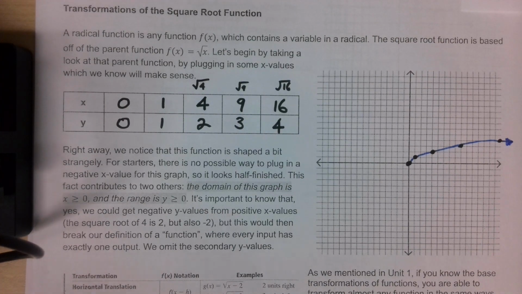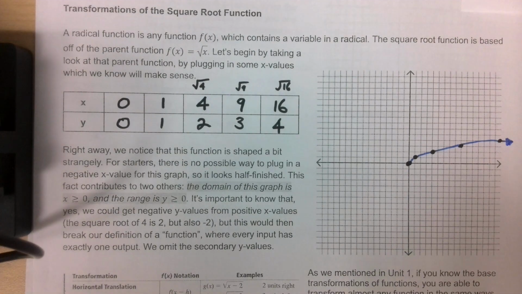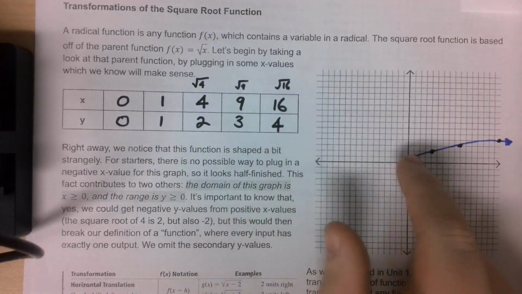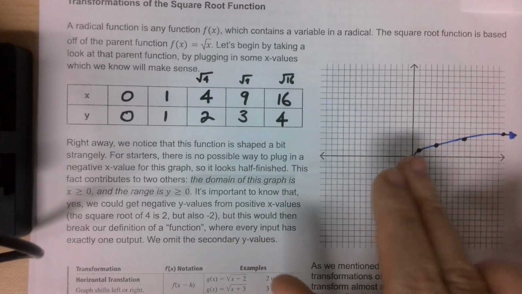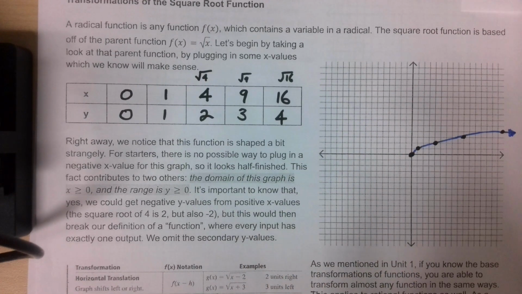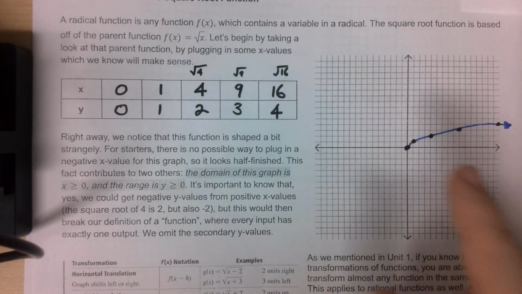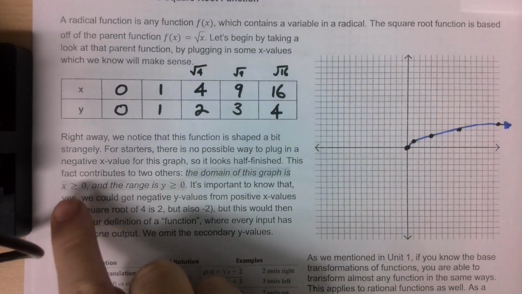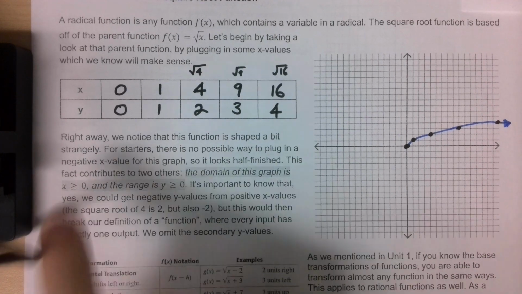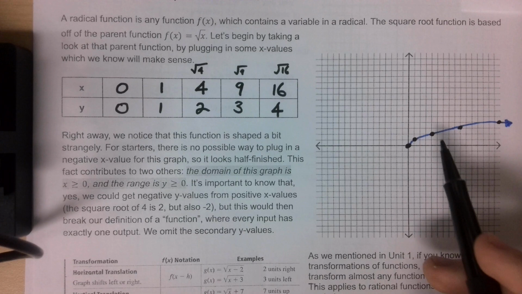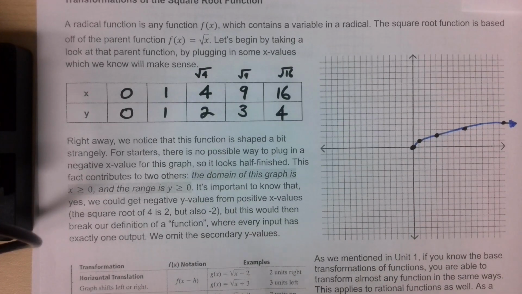This is a bit of a weird shape for us. It almost looks half finished. For starters, since there's no way to plug in negative x values, it just starts at 0. In fact, since it starts at 0, we can say the domain of the graph is x is greater than or equal to 0. Our x values start at 0 and can be anything above it, so x is greater than or equal to 0.